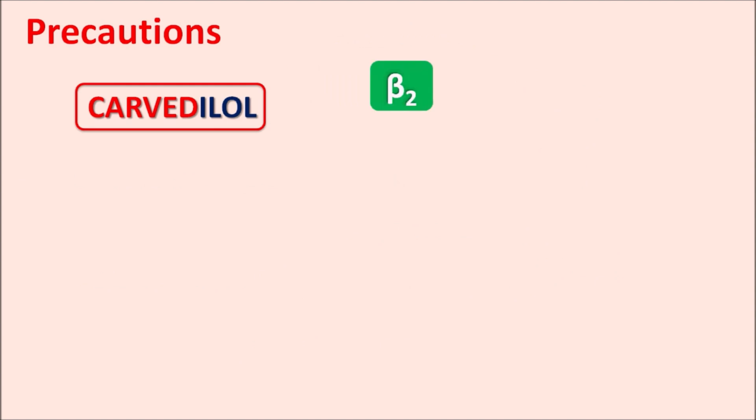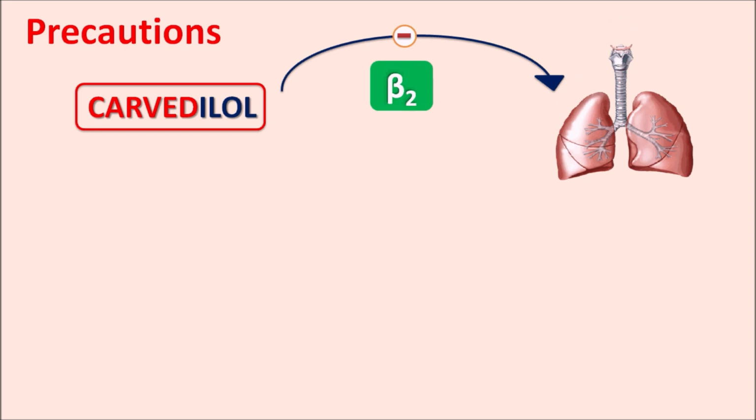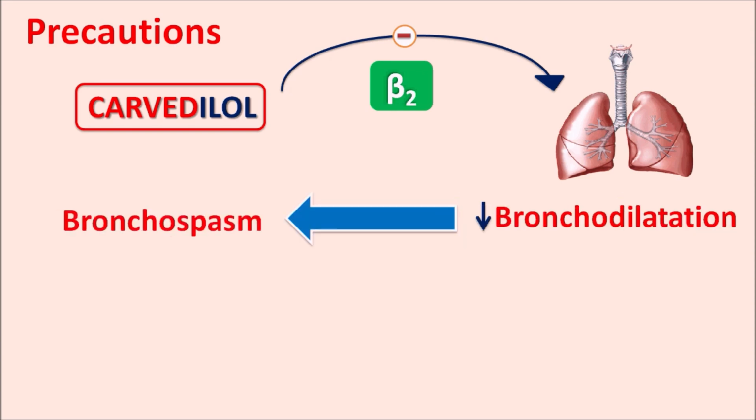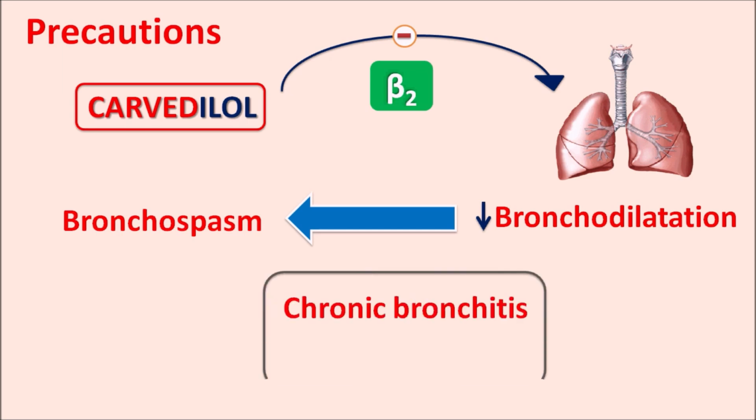Similarly, this drug can also act on the beta-2 receptors which are present in the respiratory system. By blocking these beta-2 receptors, it can reduce the bronchodilation mediated through the beta-2 receptors. So, this can result in bronchospasm in the patients, which is common with most of the non-selective beta blockers. Particularly in patients with chronic bronchitis, bronchial inflammation or emphysema, this bronchospasm is more pronounced with the use of carvedilol.